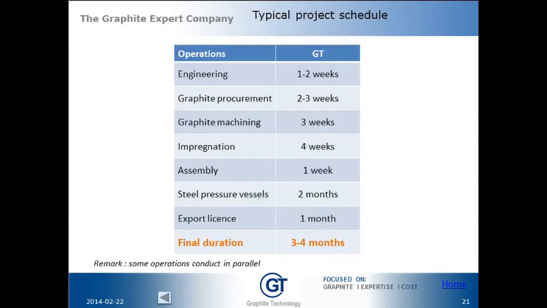The typical project schedule for one or several pieces of equipment is between 3 to 4 months, including the process for the export license. In China, the export license requires 1 month for complete equipment and between 1 week to 2 weeks for some spare parts.